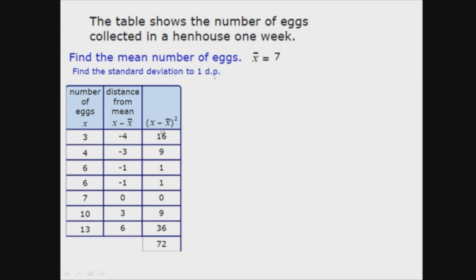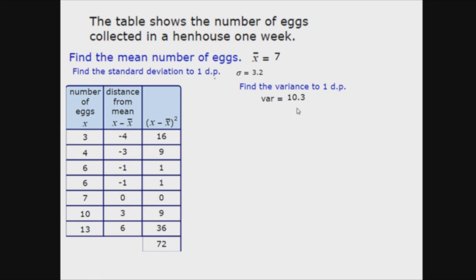So when the distances from the mean are already squared, you have to sum them, which means you add them up to give you 72. We also have to calculate the variance, and the variance is 10.3 because you divide 72 by the number of values here, which is 7, hence the number of days in which the number of eggs were counted.